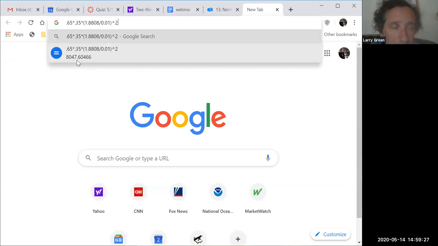Okay, so notice the decimal is after the 7, not before the 7. Does that make sense? And I trust Google. Google's pretty good with calculators. Okay, and then you always round up. This is the one time in the class where we don't use rules of rounding. We just round up, period. So it's 8,048.